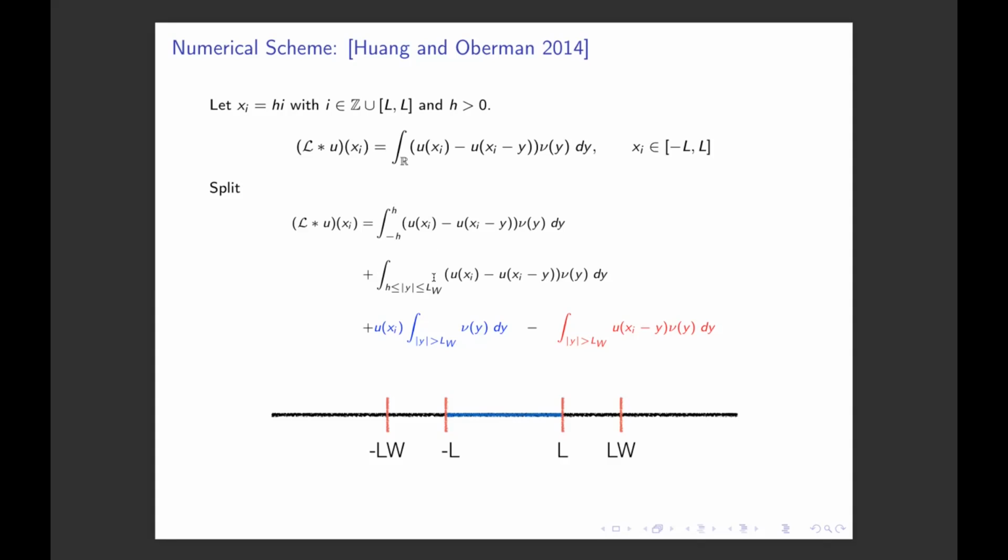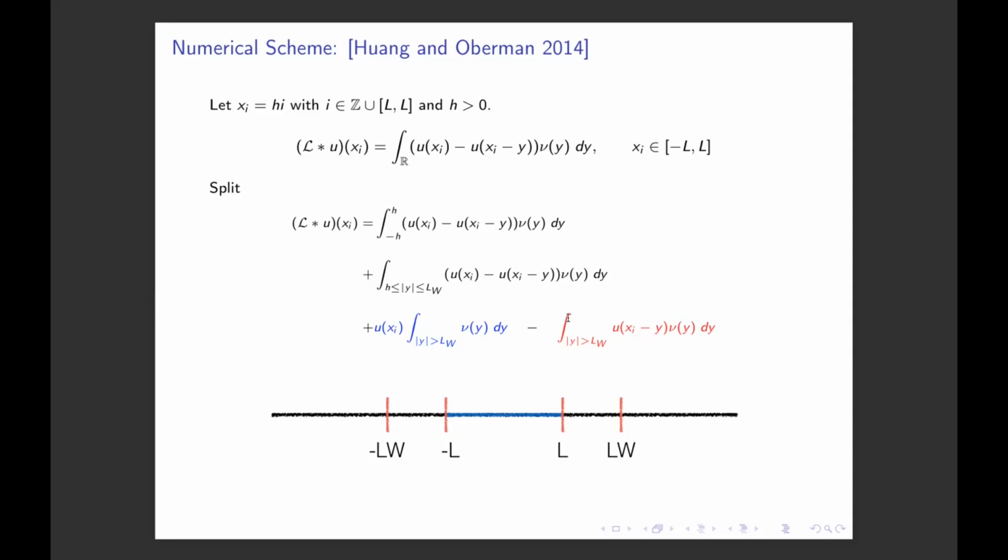The splitting between the middle portion and the far-field portion comes from selecting these LW the correct way. LW is chosen so that whenever you pick y values larger than LW, x_i minus y gives you points that are outside your domain of interest. So when you're calculating this integral that appears in red, you just have to use information that lies outside the domain of interest, which you're either going to approximate or already know. The term in blue is something that you can calculate easily. And the terms in black, I'll talk about a little bit later.